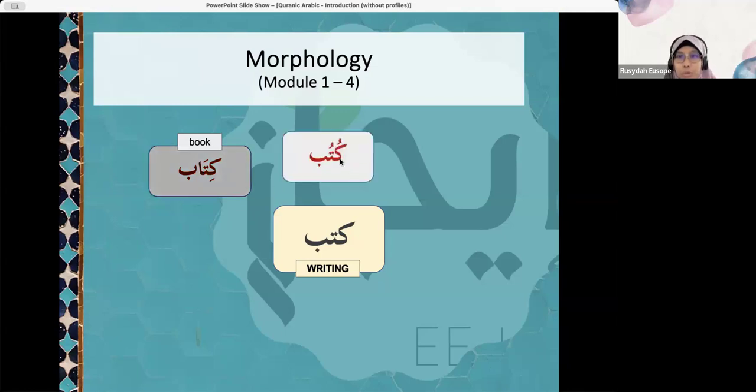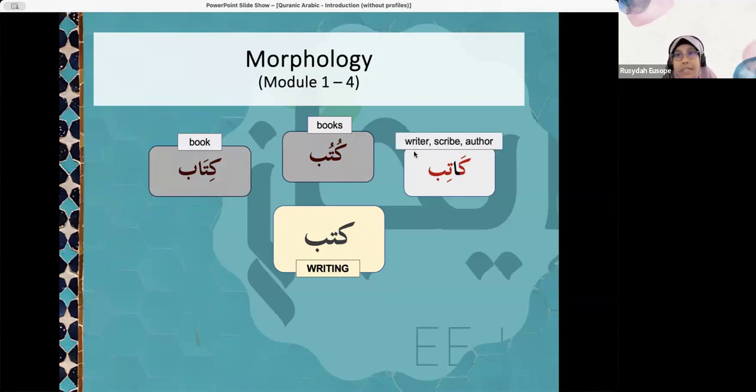And then kutub. Kutub also has kaf, ta, and ba, and kutub is the plural form of kitab. Kutub means books. And then we have katib. Katib also has kaf, ta, and ba. Katib means a writer, the one who writes. Again, it is derived from kaf, ta, ba, writing. It is the person who carries out the action. This is the pattern, katib, fa'il. This is the doer noun.